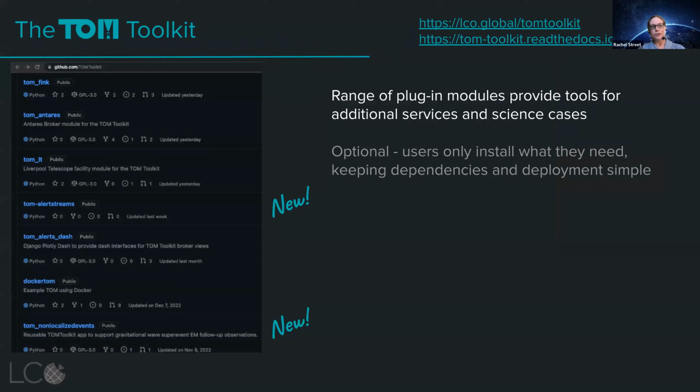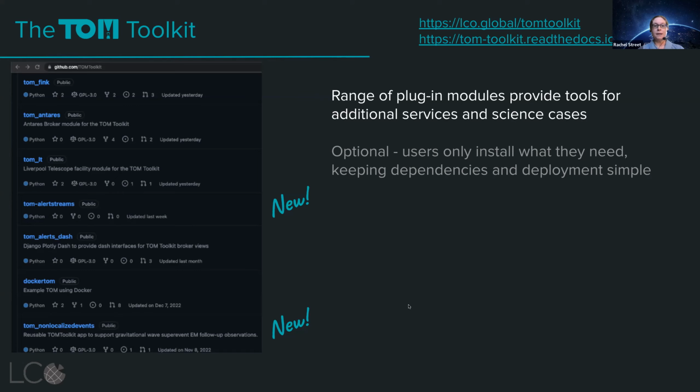So in addition to the core toolkit, we also have a range of plugin modules with specialized features designed to support particular science cases or services, such as telescopes or certain alert brokers. These plugins are deliberately designed to be optional so that users only need to install those functions that they need for their science. Additional software features always bring additional dependencies, and that can lead to a maintenance headache. So the way we've structured it means that we keep the package as user-friendly as possible.